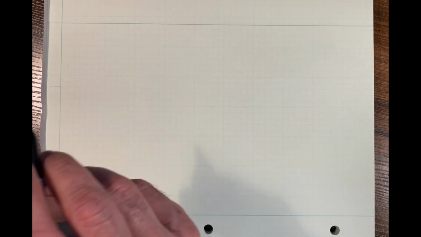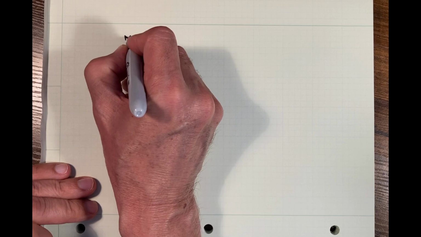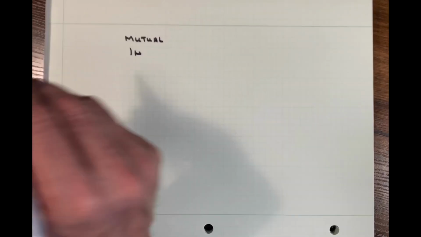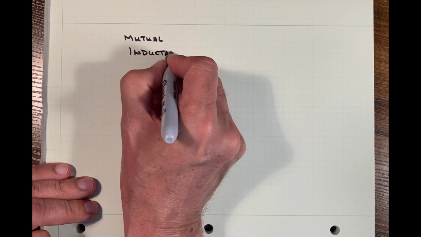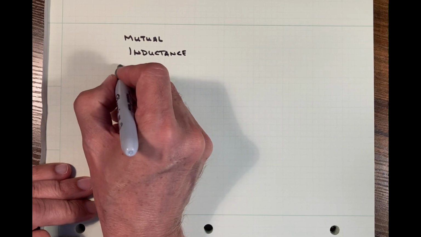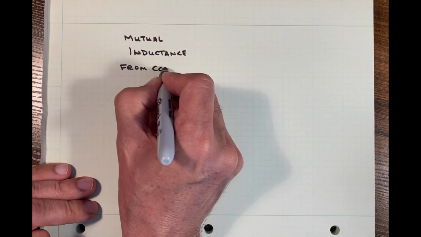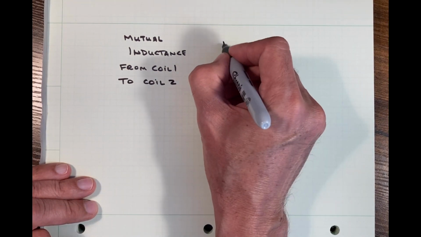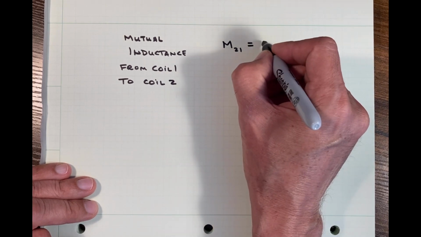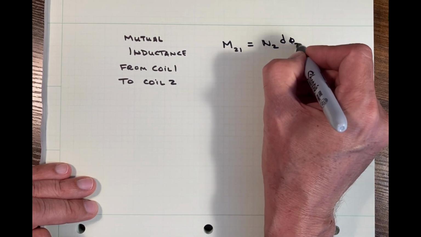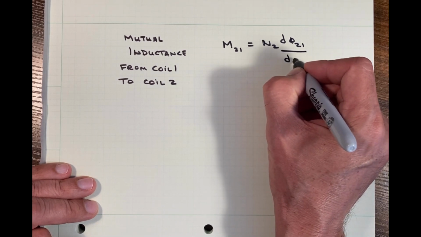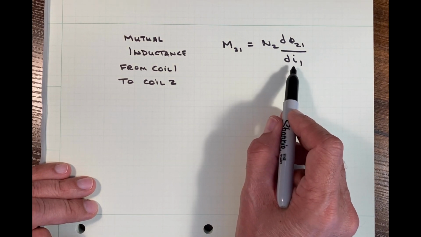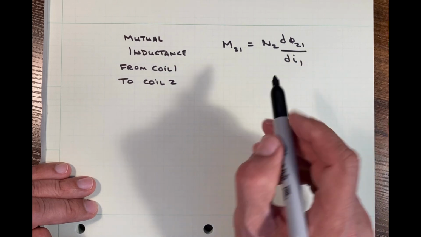We look at the mutual inductance. Remember, this is the cross term between one end of the transformer and the other one. And specifically, we're going to look from coil 1 to coil 2. And we notice that this is called M21 equals N2 dΦ21/di1. So it's the magnetization created by current I sub 1, and that's the flux that joins the transformer.